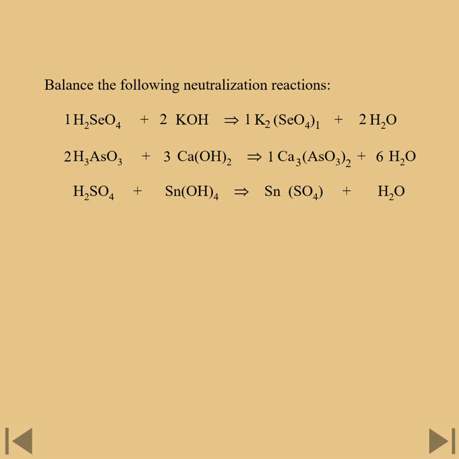Okay, sulfuric acid is reacting with tin-4 hydroxide to form tin-4 sulfate and water. Sulfuric acid has 2 hydrogen ions. Tin-4 hydroxide has 4 hydroxides. The least common multiple is 4, so 4 hydrogen ions. So 2 sulfuric acid. 4 hydroxide ions, so 1 tin-4 hydroxide, forming 1 salt, which has 1 tin and 2 sulfates. And how many waters were formed? 4.